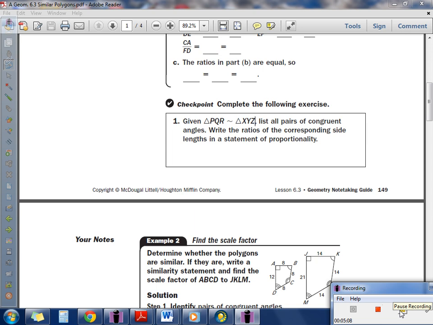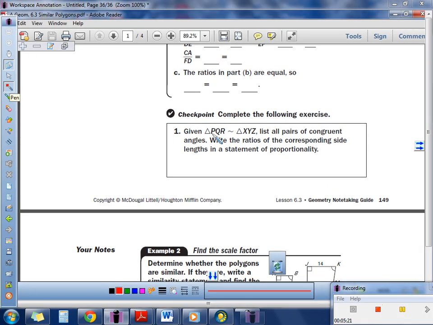Now once again, this one, you can't do anything with numbers. That means we're not going to simplify fractions. We're just going to write out what it says. So first off, list all pairs of congruent angles. So you can match up your angles from this similarity statement. So angle P is the first letter. It matches with X. So they are congruent angles. Angle Q matches with angle Y.